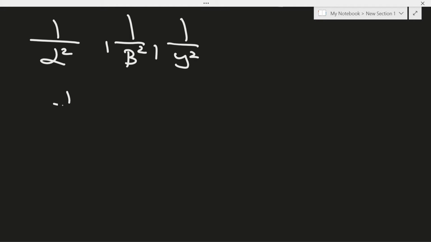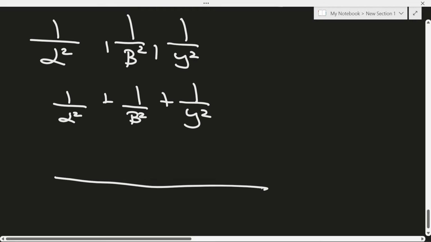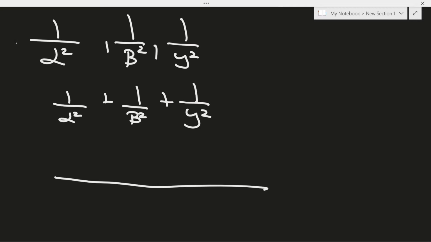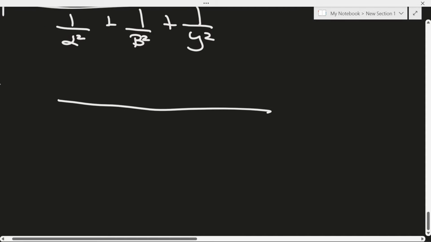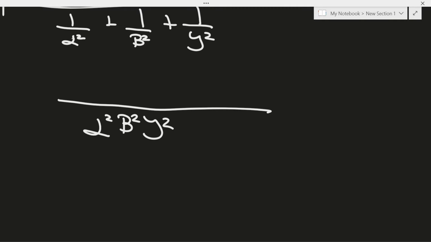So we'd have 1 over alpha squared plus 1 over beta squared plus 1 over gamma squared. And we can just add it like a simple fraction. If all the denominators are different and there's no way to make them like denominators, we just use all the denominators. So we'll have alpha squared, beta squared, gamma squared. Now, how many times does alpha squared go into alpha squared, beta squared, gamma squared? It goes in there beta squared, gamma squared.